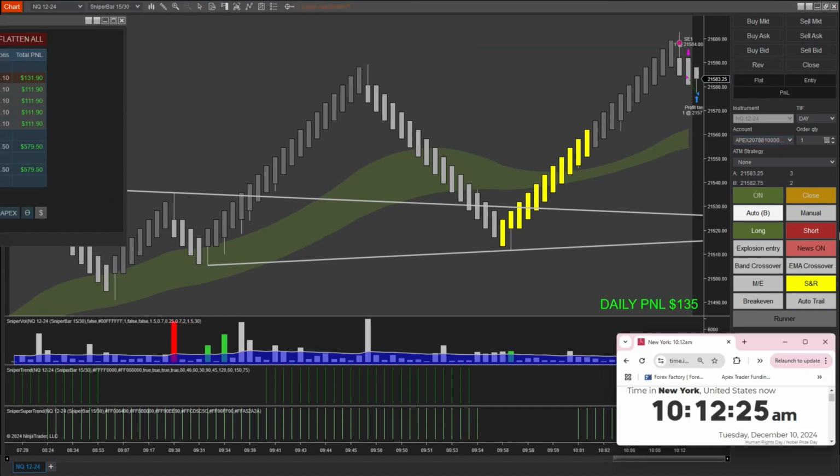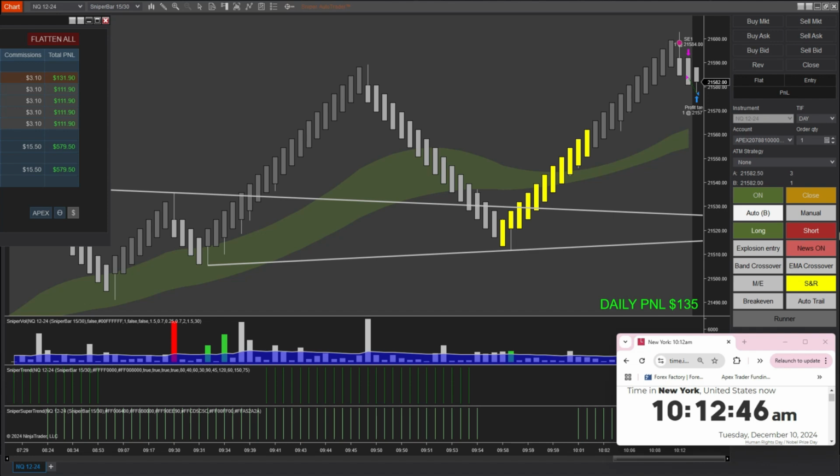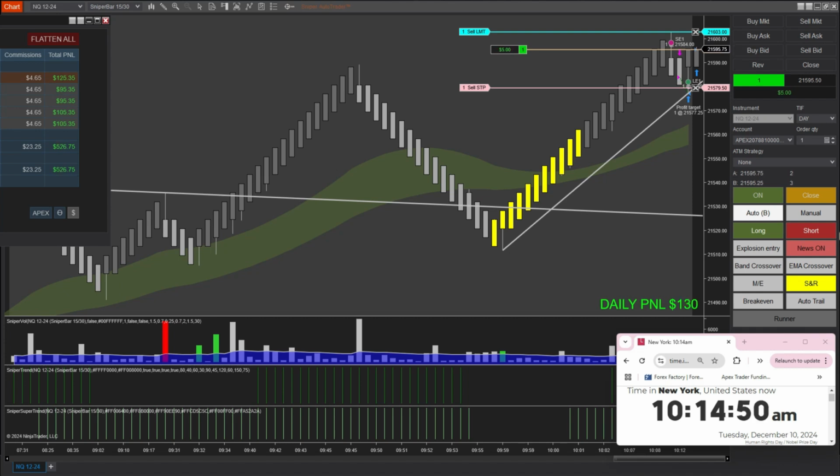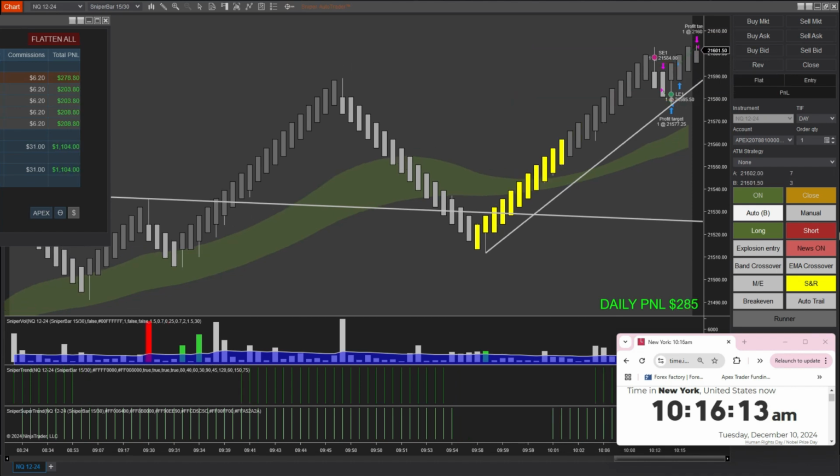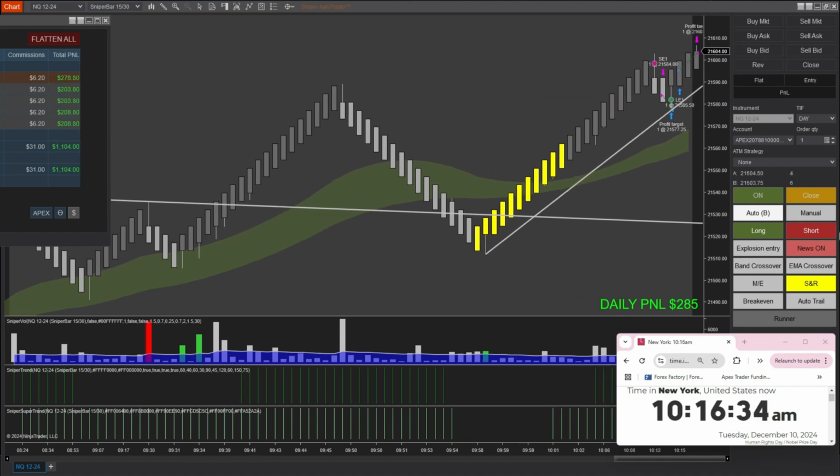Today is December 10th and we are trading in the NQ market again. I started my trading a little late, after 10 o'clock. The market was pretty good from 9:30 to 10 and I missed those legs, but we hit our first trade and we hit our profit target. Now we are in the second trade and we hit our profit target again, right?